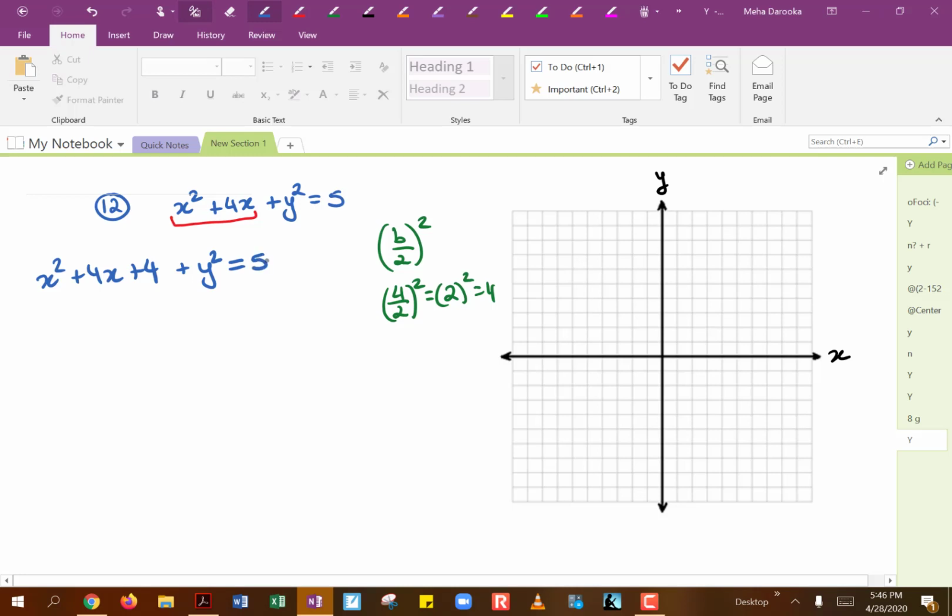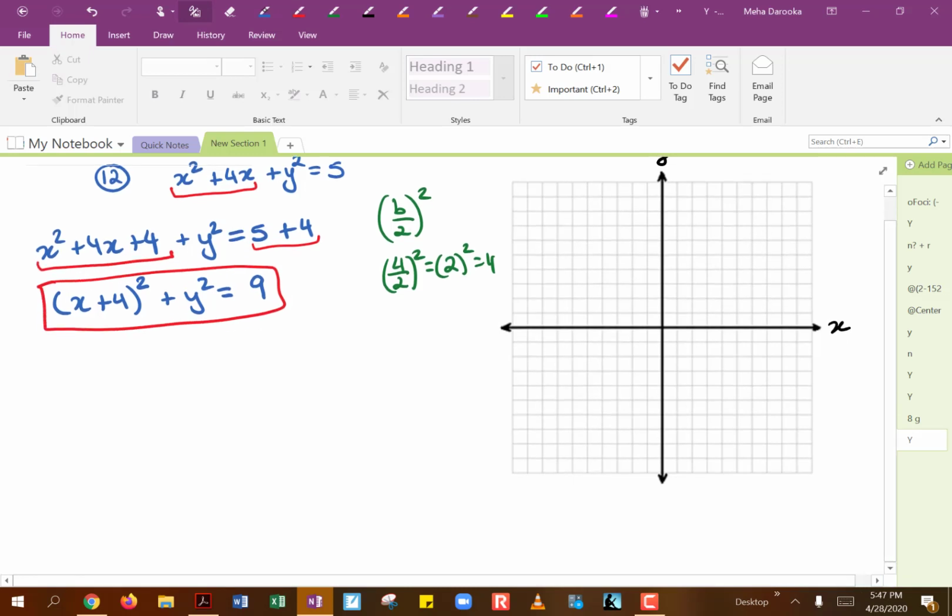Now we added 4 to the left hand side, so we need to add 4 to the right hand side again to maintain the balance of our equation. Factor out these first three terms, go ahead and add the right hand side, and x squared plus 4x plus 4 will factor out into x plus 4, the quantity squared, plus y squared, and then on the right hand side 5 plus 4 will give you 9, and this is going to be the equation of our circle. So you can see this one, since we only had to do completing the square for the x terms, it didn't take us quite as long.